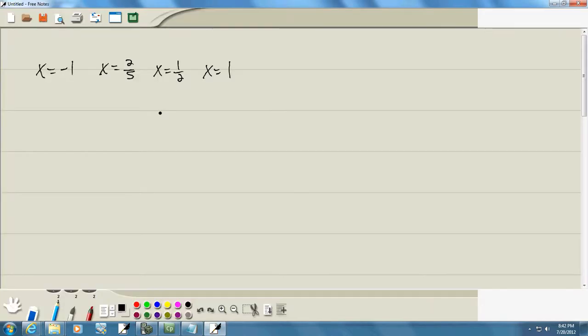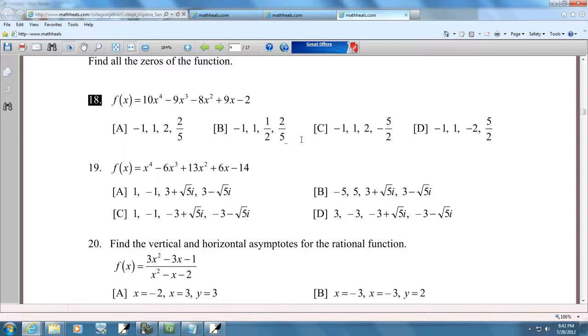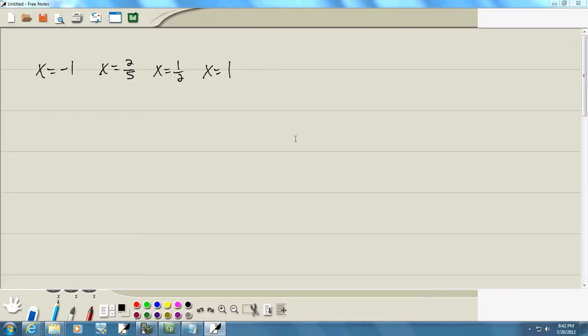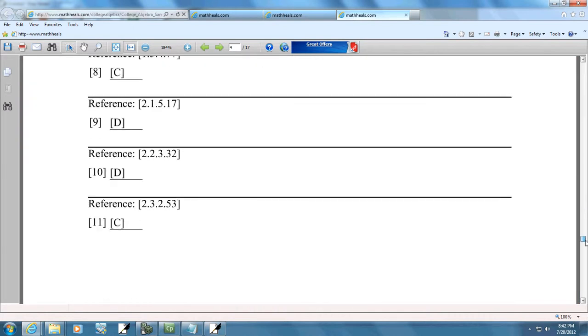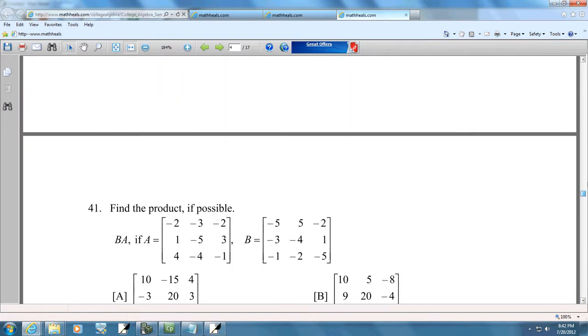So come over here. We got -1, 1, 1/2, and 2/5. Looks like B is in bold. This is 18. Let's go down and check that. Yeah, 18B.